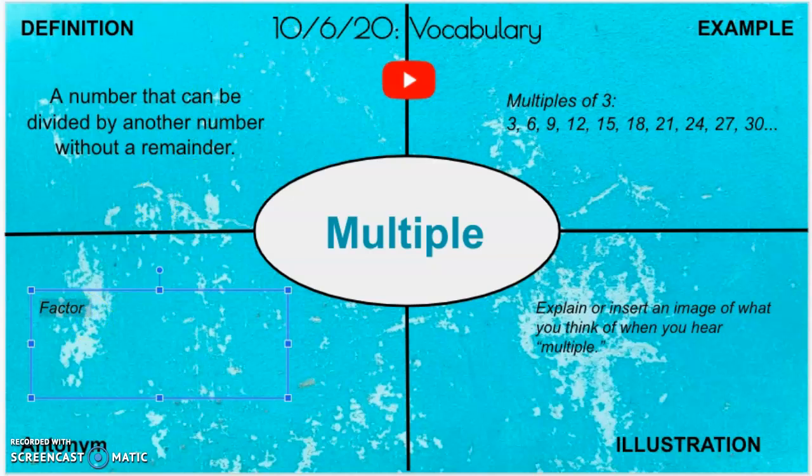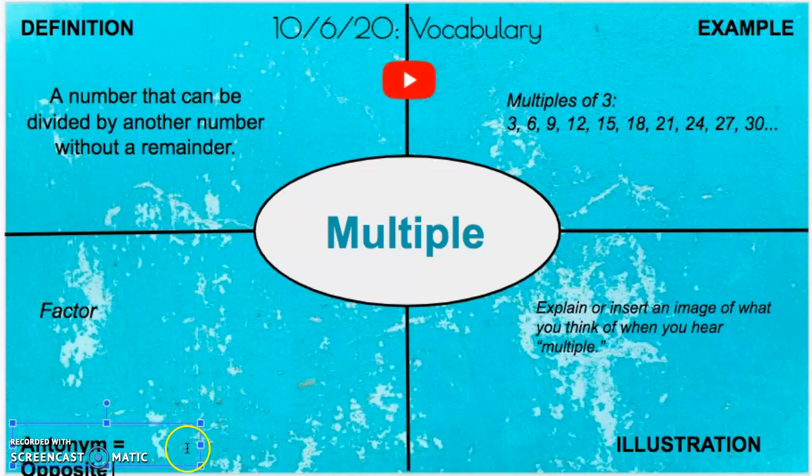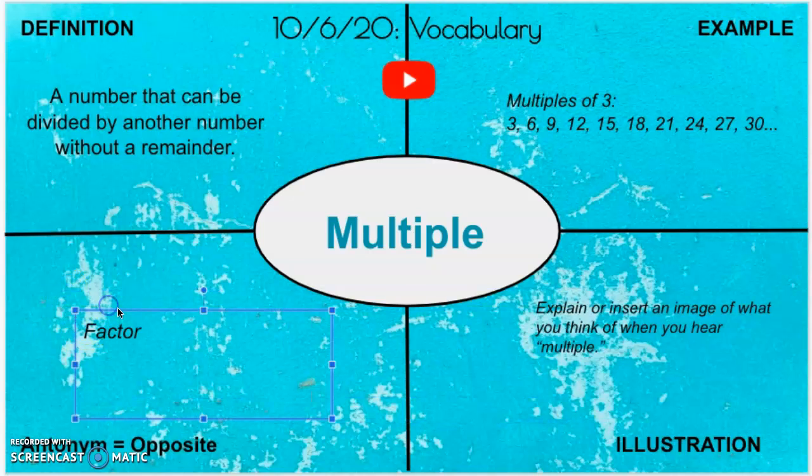So a factor is going to be an antonym, or the opposite. Down here you can even put opposite. Opposites. So a factor is going to be something that stops. So for example, factors of 3 are just 1 and 3, because what numbers can go into 3? Whereas a multiple is what number can 3 go into? So that's what we're going to take a look at starting tomorrow.